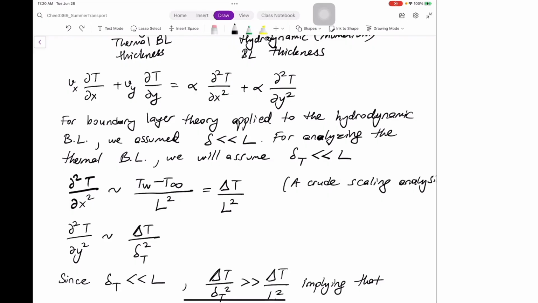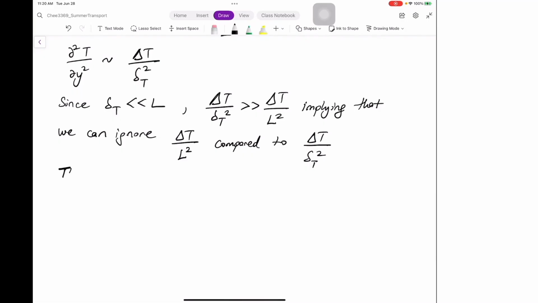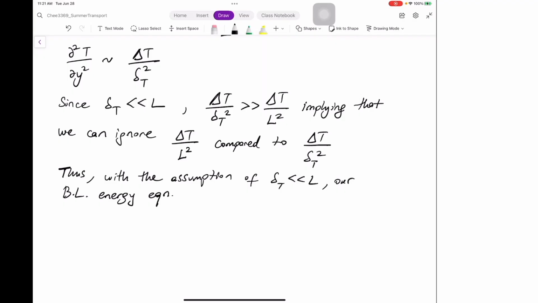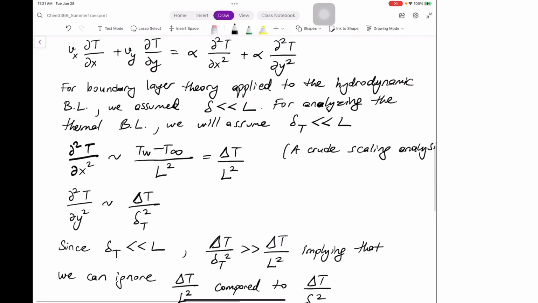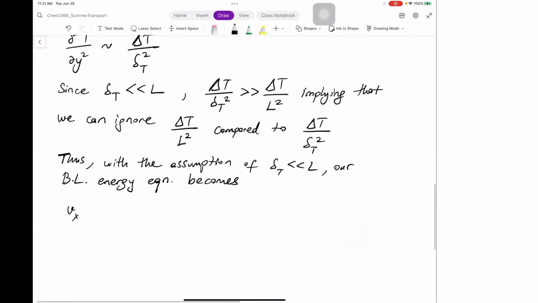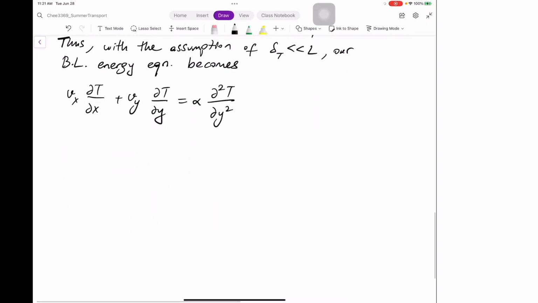So let's rewrite it. Thus, with the assumption of delta_T much less than L, our boundary layer energy equation becomes Vx del T over del x plus Vy del T over del y is equal to alpha del squared T over del y squared. I got rid of one term, so it's simpler now, right?